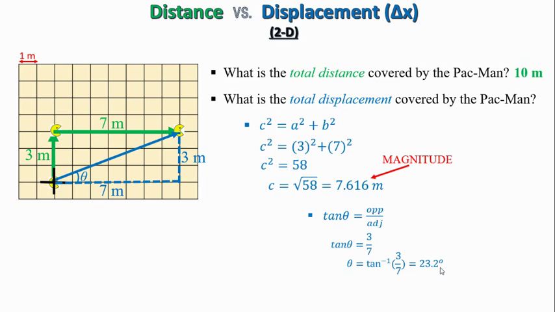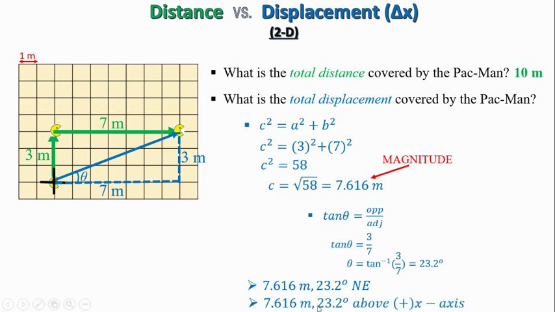So the proper way to express your displacement for this particular problem would be as such. You would say 7.616 meters, 23.2 degrees northeast. Again, it's not enough to just say northeast. You must provide the angle. It's very specific then, okay? Or you can say 7.616 meters, 23.2 degrees above the positive x-axis.